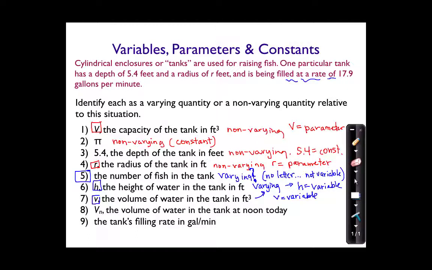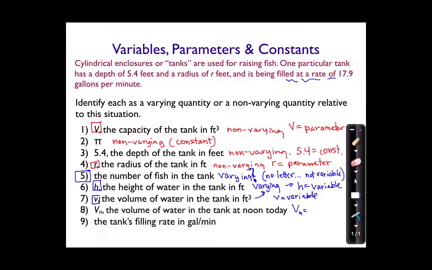What about this uppercase V with a subscript n, Vn, the volume of the water in the tank at noon today? Now that'd be one specific value of lowercase v, maybe, and so it's got its own symbol here. This is not something that's varying. We're talking about one specific value at one specific time. So this symbol is called a parameter because this is a non-changing quantity.